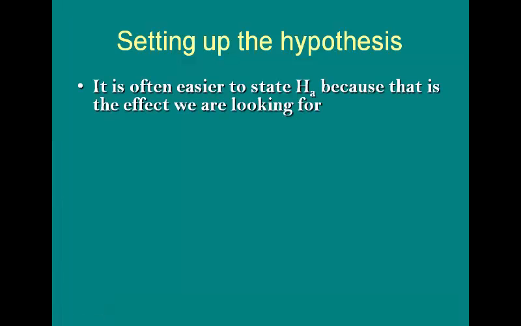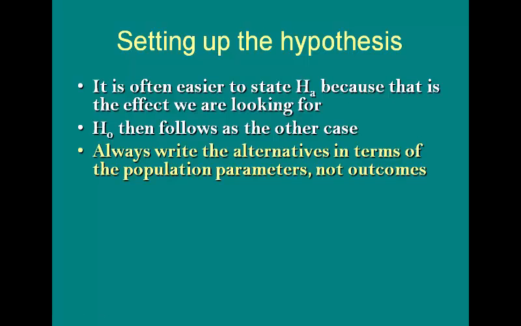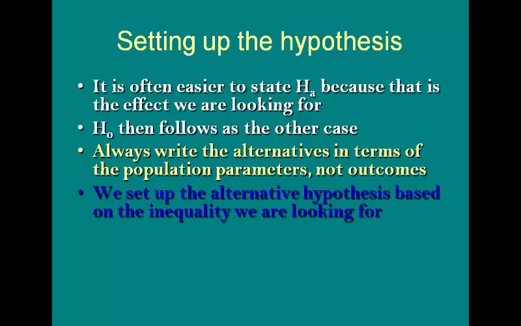Setting up your hypotheses: it's often easier to state the alternative hypothesis before the null. It kind of guides you a little bit. It's kind of like stating your parameter before you do your population. H naught then follows as the other case. As always, write the hypotheses in terms of the population parameters, not outcomes. So we're always using mu. We're not using x bar. When we do proportions later on, we're going to be doing p and not p hat. So you have to remember that.